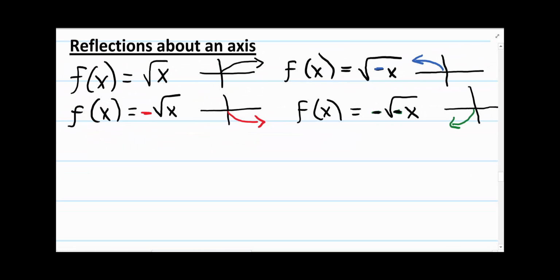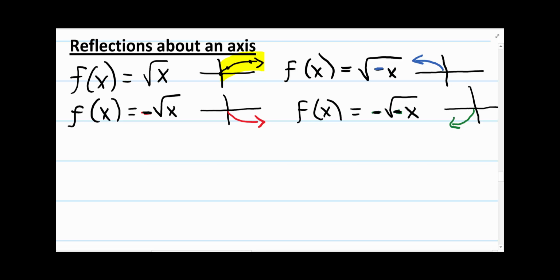And then reflections. So remember, a reflection is something like this. If you've got a triangle and you want to reflect it over the x-axis, it just looks like a mirror image, right? That's what a reflection is. All right, so I'm going to give examples of a reflection for the square root function. So the normal square root function looks like this, right? The square root of 0 is 0. The square root of 1 is 1. The square root of 4 is 2. That's the square root function.